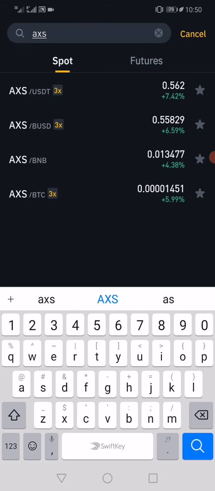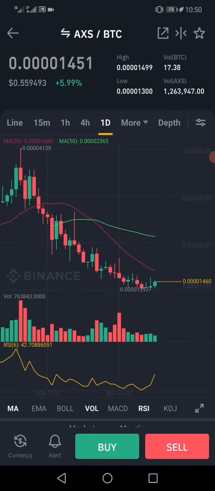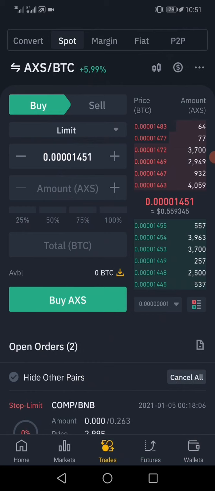First I will search the AXS against the BTC, and you can see there are other trading pairs that you can trade against the AXS. So I'll go directly to the AXS BTC. So the signal we shared was you going to use AXS against BTC and then buying at 1,349 satoshis. So the next thing you want to do is tap on the buy, and this will take you to what is known as the buying page, or the order page, or the order book. So on the right hand side of my screen is the order book.